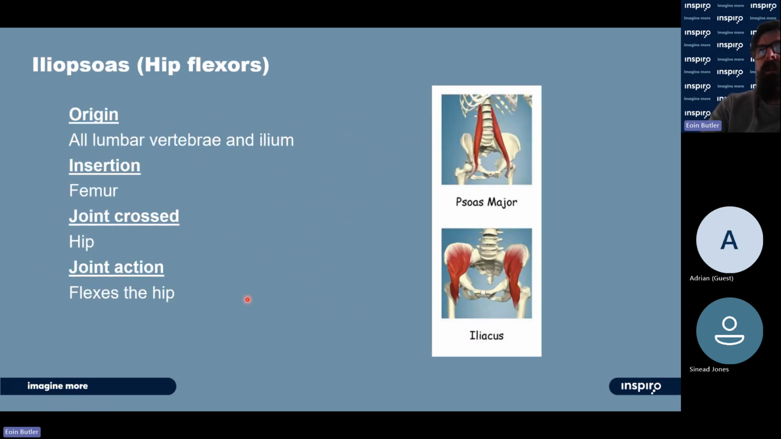Okay, with the lower limb, so iliopsoas, hip flexors, I've broken it down into two. You don't need to know the two names. When you're doing these, look at the heading, the name at the top. That's the name you need to know. Just so you can see, there are two of them, but you just need to know iliopsoas or hip flexors.